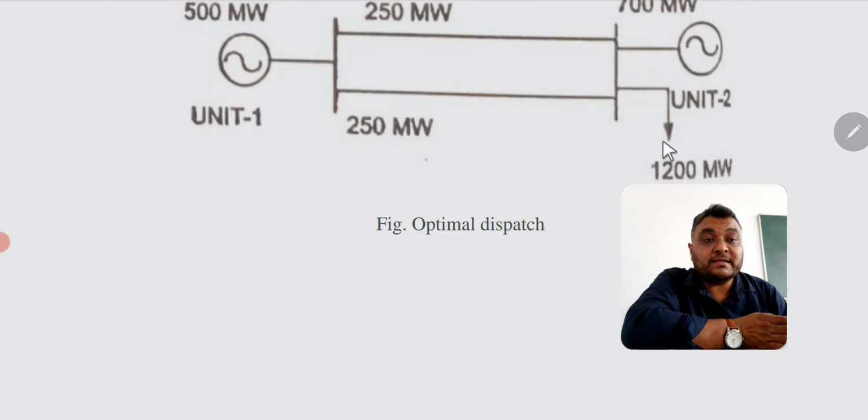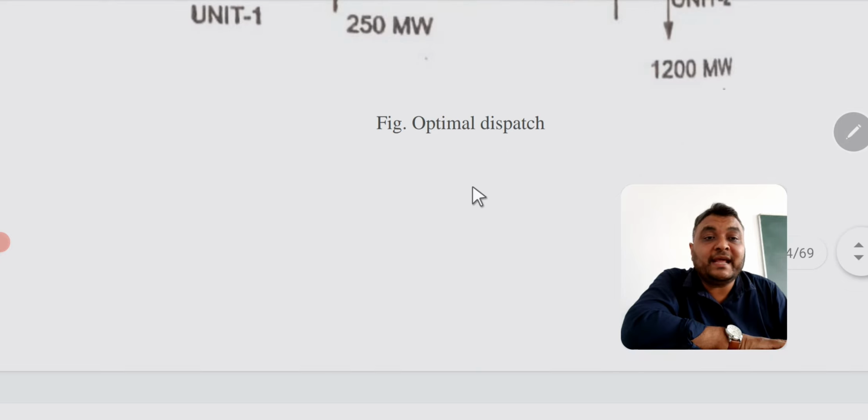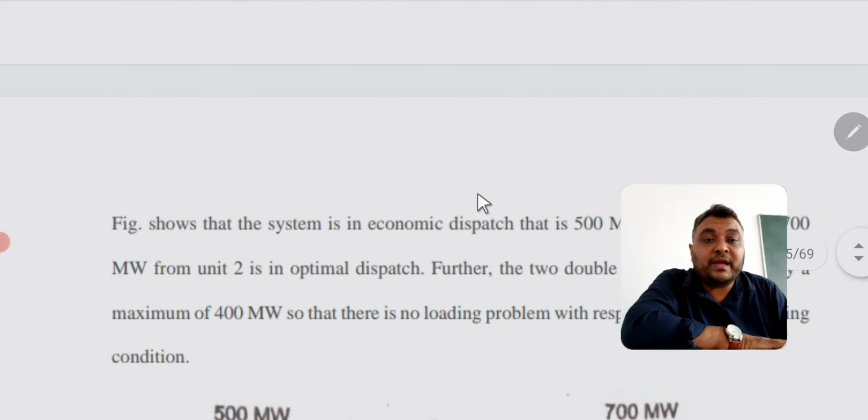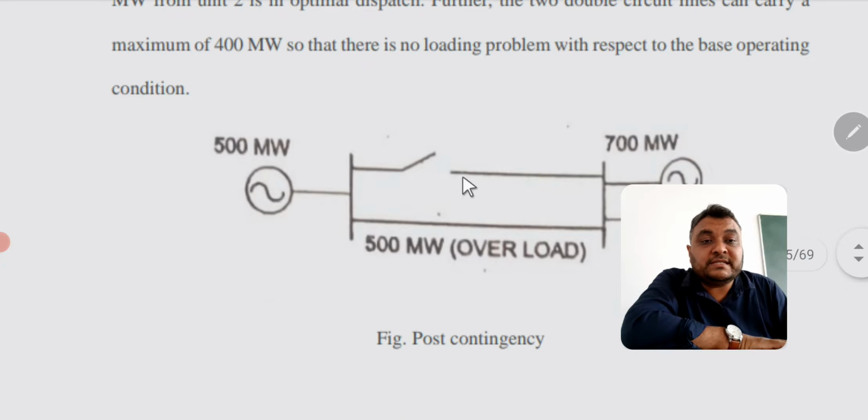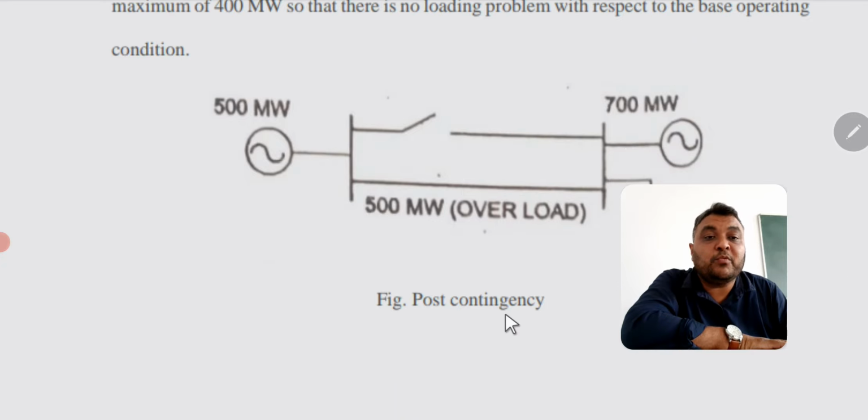Okay, so we can understand from that that in optimal dispatch all the network, all the transmission lines and generators connected to the power system will operate at full efficiency, or at the optimal state. Now in the next case, these are all the things that I already discussed with that figure. So this is the next case, the post contingency.